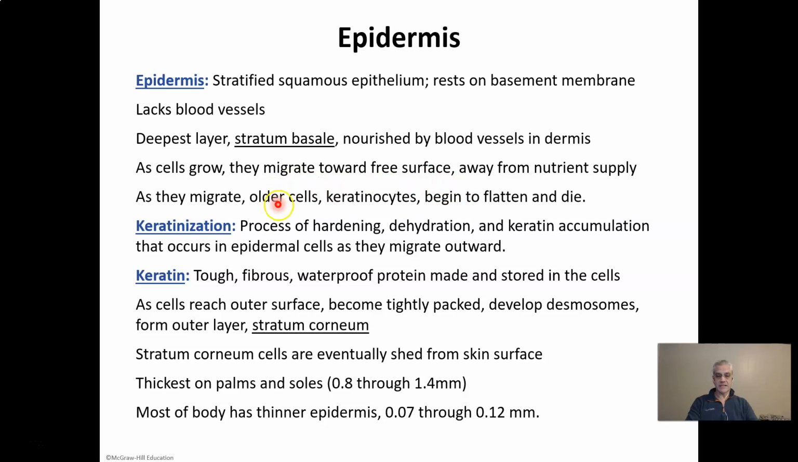As they migrate, older cells, the keratinocytes, begin to flatten and die. And they're called keratinocytes because they make this stuff called keratin. Keratin's a protein. It's a tough, fibrous, waterproof protein made and stored in the cells. So as they get toward the surface, they are referred to as keratinocytes because they keratinize. They're making that protein, and they become harder, dehydrated. Keratin accumulates in the epidermal cells as they migrate outward. So this becomes a protective barrier.